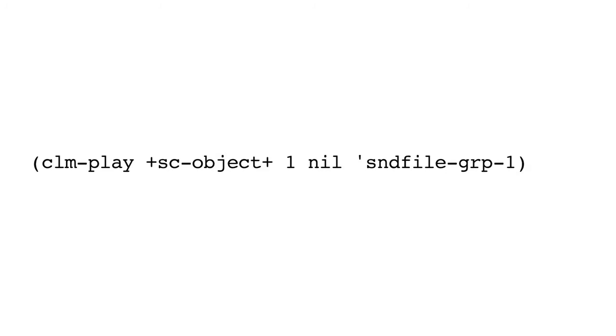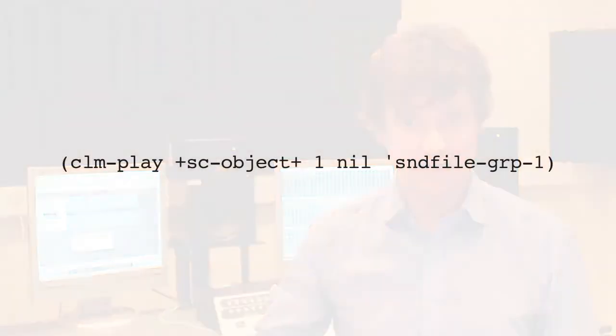If the player IDs, that's the third argument to clm-play, is nil, then the event data will be drawn from all players. So every player in the piece for that section will be used to create the output sound file. So you can see a call here to clm-play with nil as the list of players.